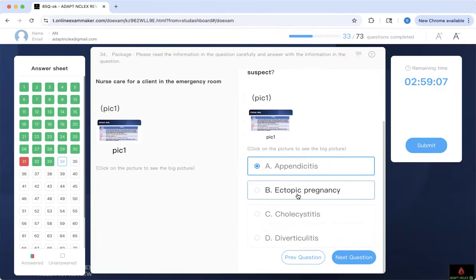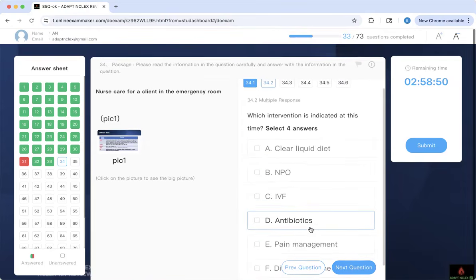Appendicitis. It can be ectopic, but they have to tell you the patient has what? Vaginal discharge, or pain is referred to the shoulder. It can be cholecystitis, but it has to be right upper quadrant. It can be diverticulitis, but it has to be left lower quadrant. None of them is in the case.